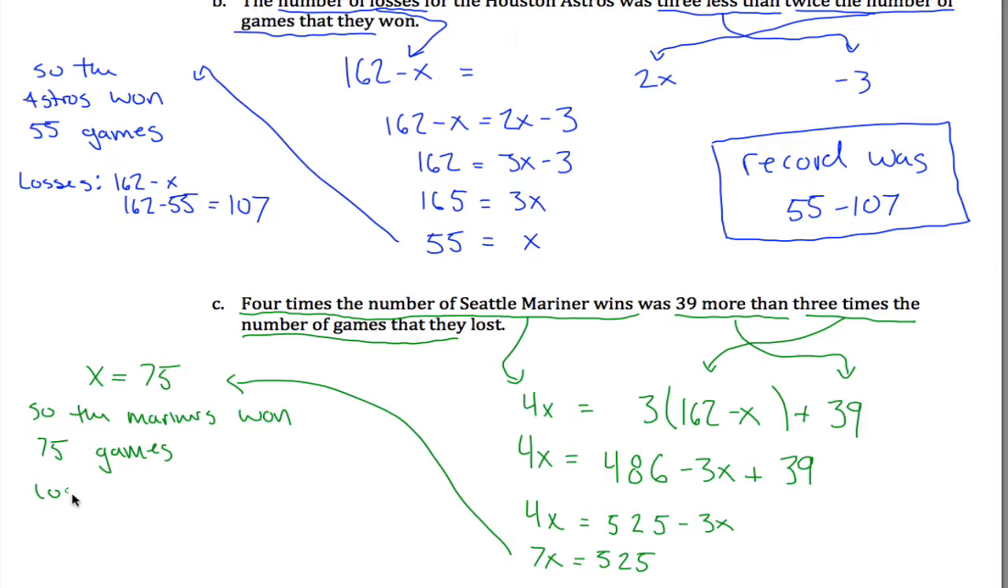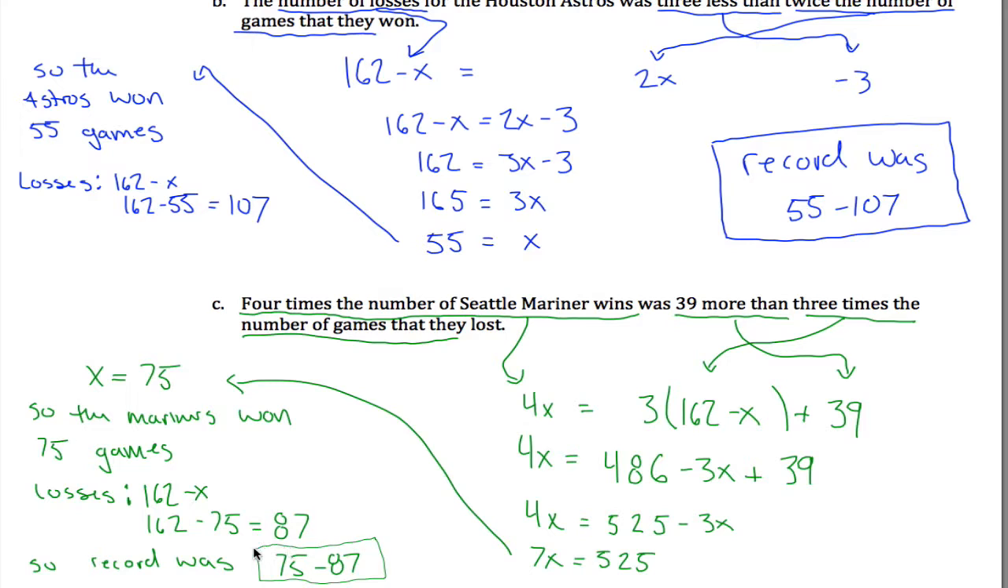And to figure out their losses, all we've got to do is, well, losses is 162 minus X. So it's 162 minus 75, which is what, 87? Does that add up? I think that works. So their record was 75 and 87. Whew, okay, that's the end of this example.